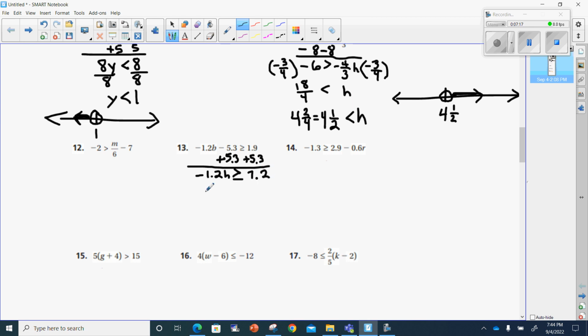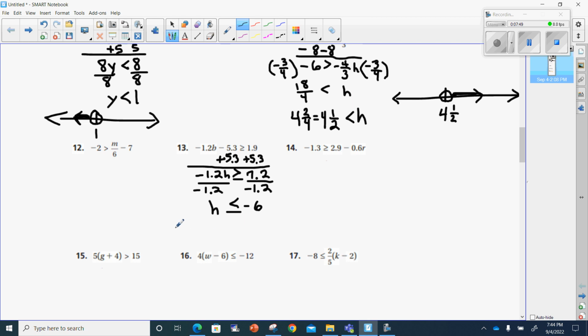Now that I know this, I would have to divide negative 1.2 away, which means I will divide negative 1.2 from this side. I divided by a negative number, so that's going to turn my symbol around the other direction. And now I have h all by itself. Looks like it's smaller or equal to, well, 7.2 divided by negative 1.2 will give me a negative 6.